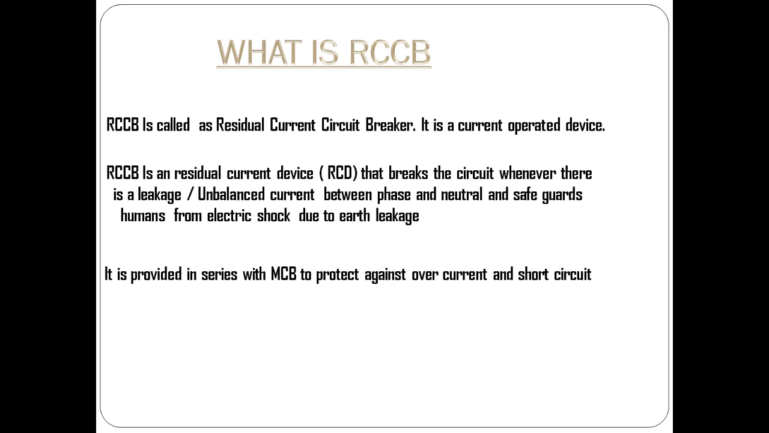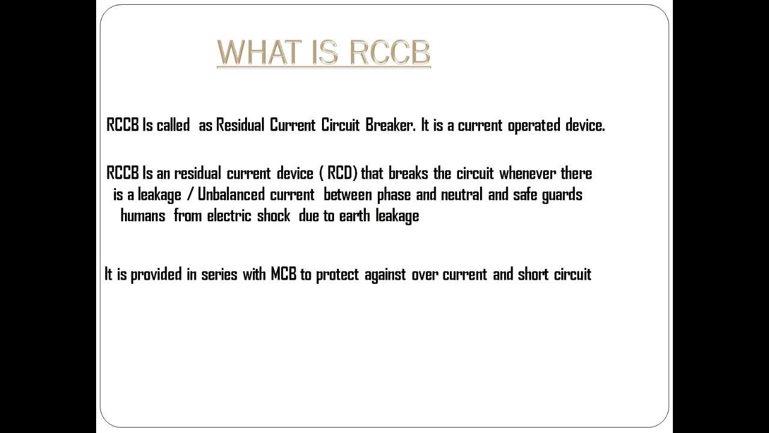The basic principle of RCCB is that the amount of current that flows into phase should return through neutral. Suppose in a circuit 5 amps current is flowing in a phase, the same amount of current should return through neutral. If there is a difference, if it is unequal, it means there is leakage at any point in the circuit, and this leakage is detected by the RCCB and it will trip the circuit so that the humans and equipment can be safeguarded.